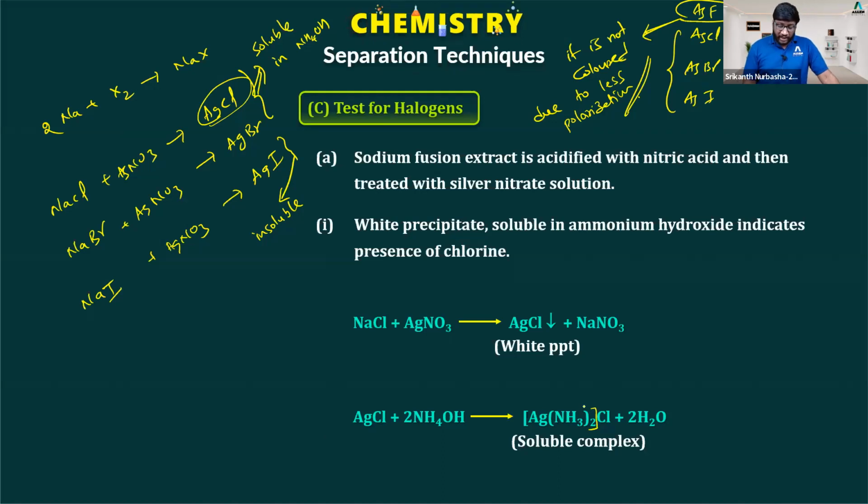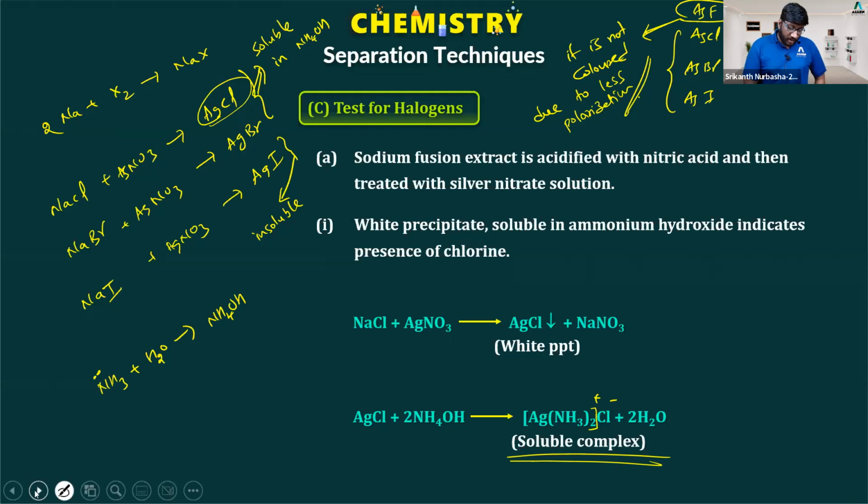So why am I writing ammonia here? NH3 plus H2O is nothing but your NH4OH. The lone pair of electrons on nitrogen will attack the proton, forming NH4+ ion, and OH- will also have new attraction with NH4+. So AgCl plus 2NH4OH gives Ag(NH3)2+ and Cl-. The complex will be positively charged and the chloride will be negatively charged. So AgCl is soluble in NH4OH because of the formation of this complex.